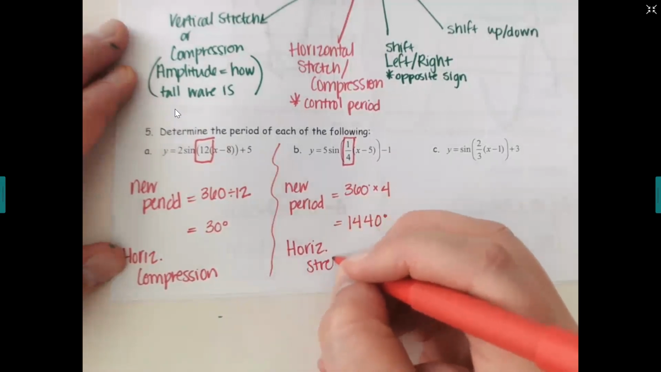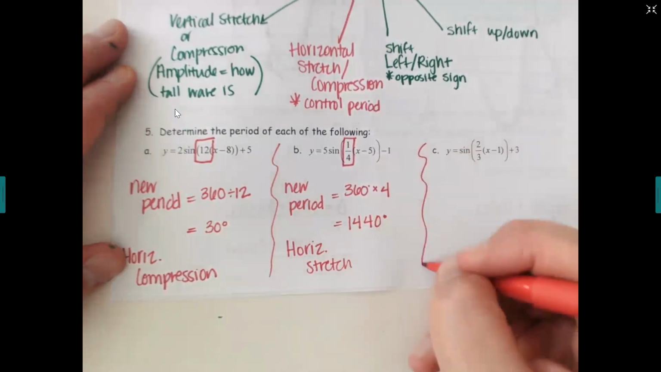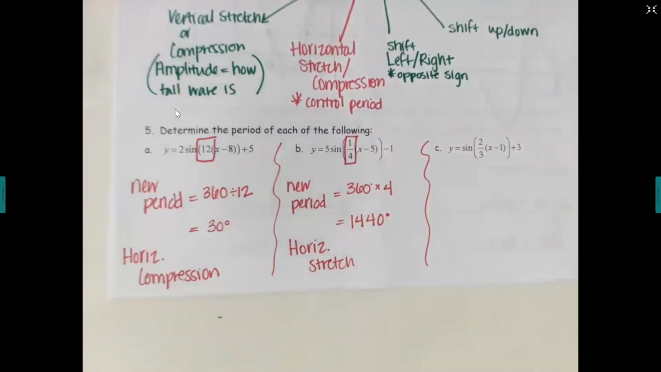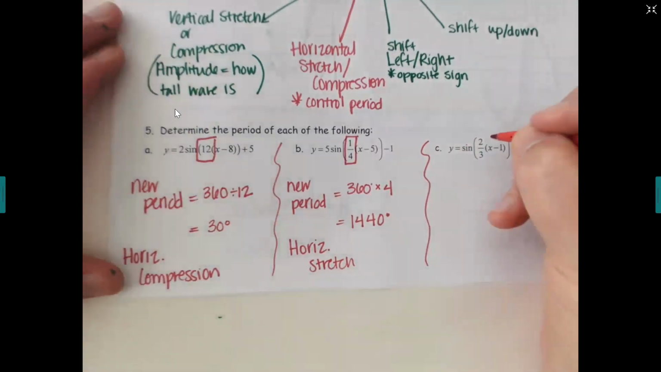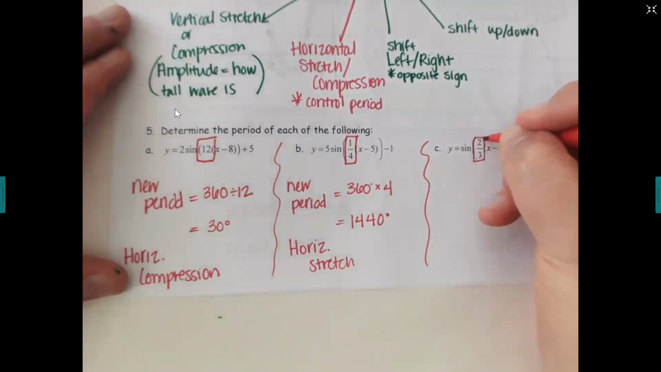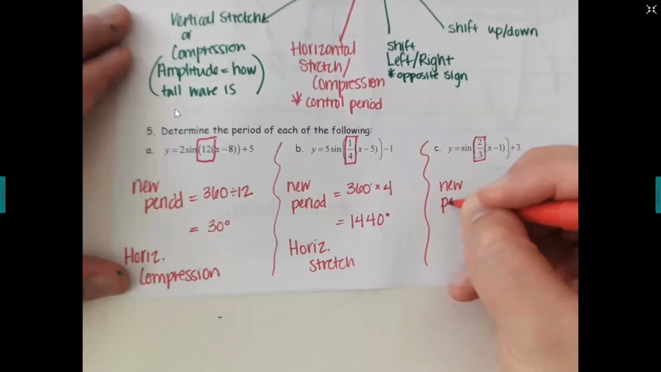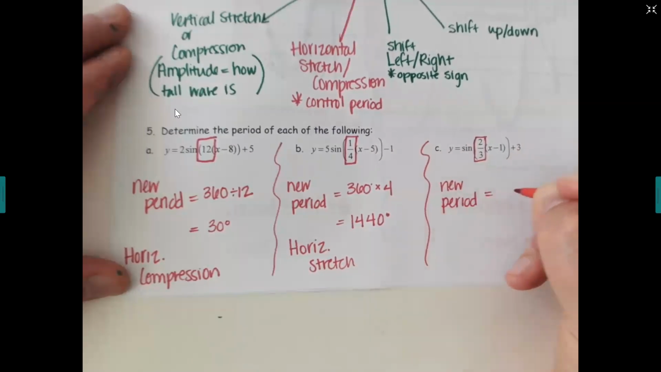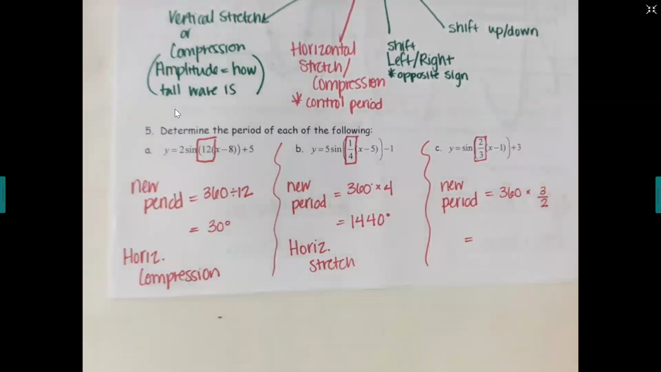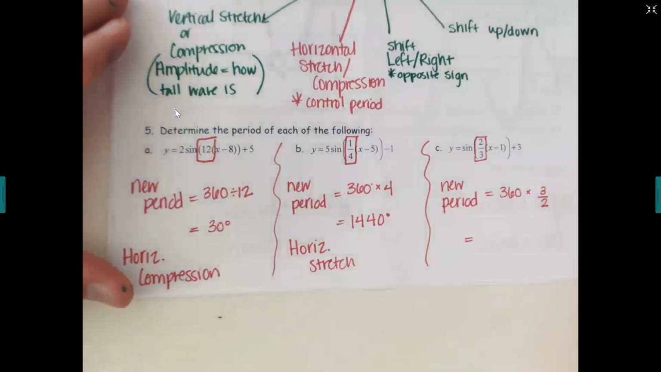Is this looking familiar? Do you remember doing this? No. Okay. If there's already a fraction in the B spot, just flip it. So in this case, they say to times by 2/3, then what am I really gonna times by? 3/2. Do that in the calculator, please. New period is 360 times 3/2. It is 500 something. 5 what? He said 540. Oh, it is 540.